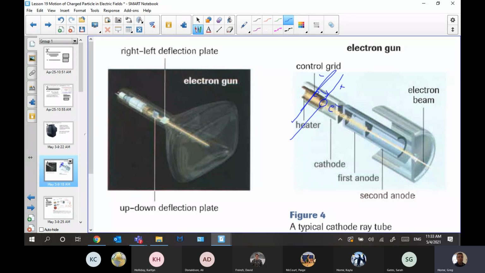And then if you want to steer it left, then you have plates on the left and the right. And if you want to steer it up and down, you have plates above and below. And you adjust the voltage to send the electron left or right, and then send it up or down. And you can get on the TV screen the electron to land wherever you want it to.